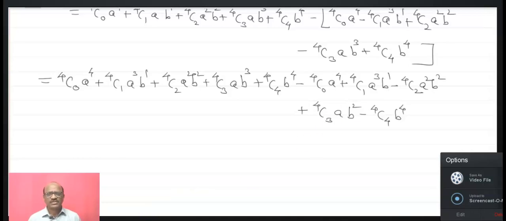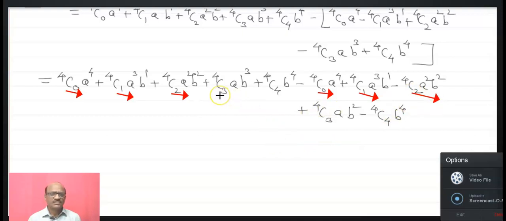Now I will show you here. Now see this here. These two terms, this term and the next term, will get cancelled. Now 4C1, this is the term, and the next term is a 4C1. These two terms will get added. Next is 4C2. This is a plus sign and here is a minus sign. These two terms get cancelled.